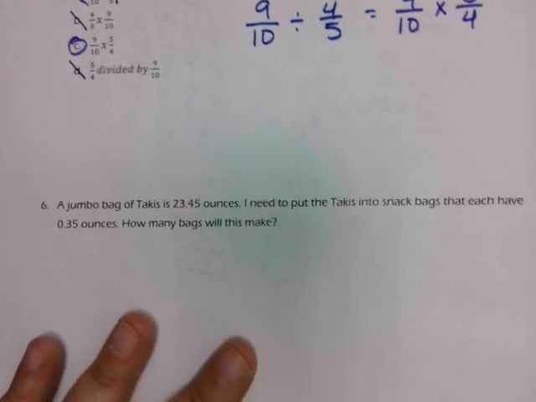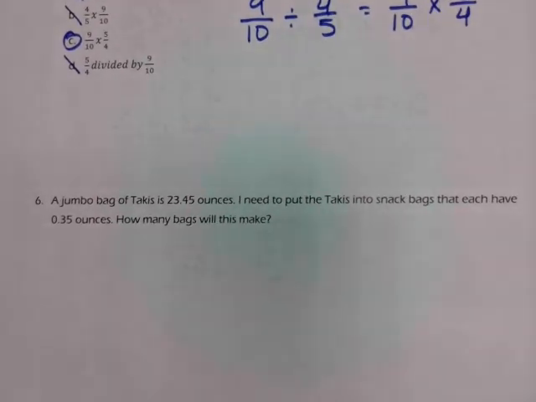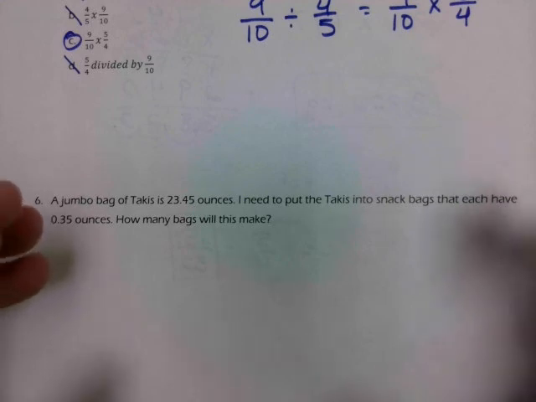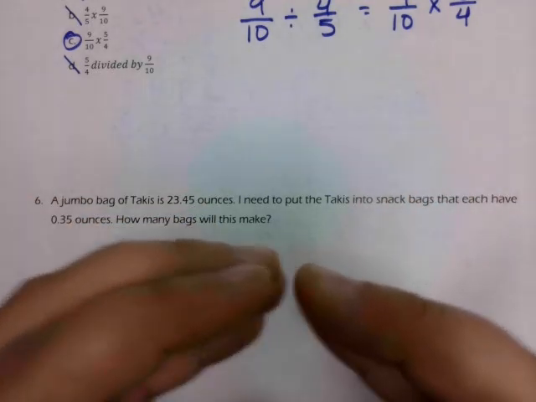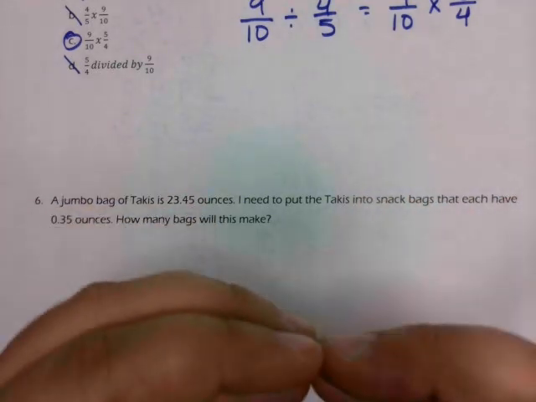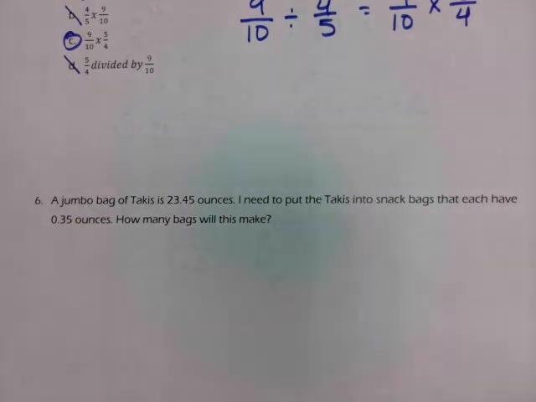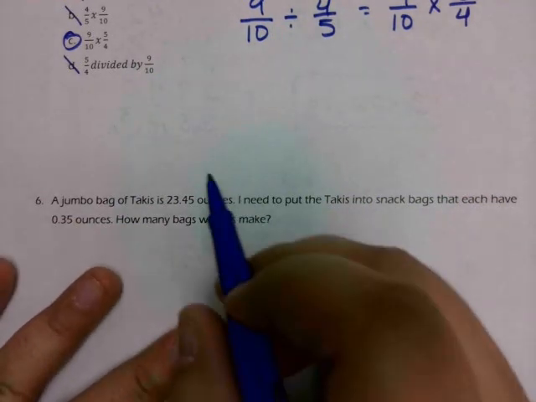All right, and then the very last one. A jumbo bag of Takis is 23.45 ounces. I need to put the Takis into snack bags that each have 0.35 ounces. How many bags will this make? On this one, you have to think about what you're actually doing. I'm taking a big bag of Takis and putting them into individual little bags. So I'm taking big and dividing it into smaller bags. So this is a division problem.